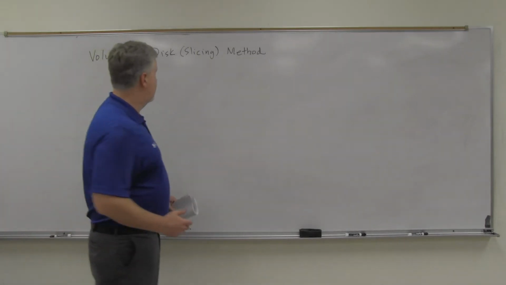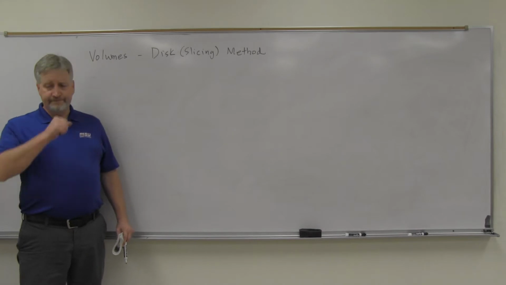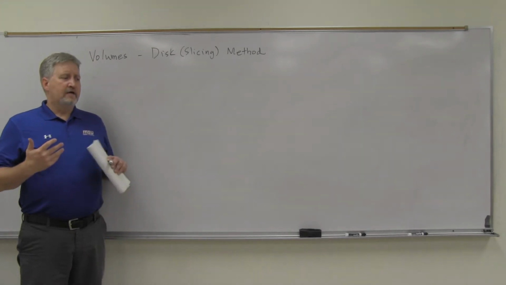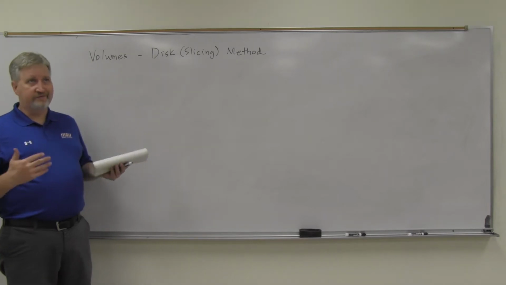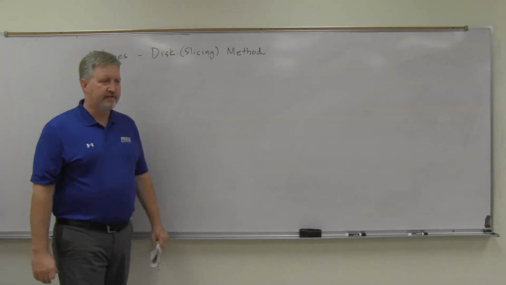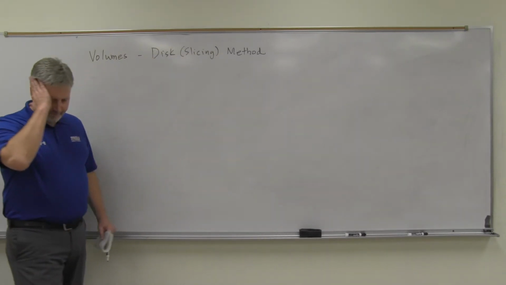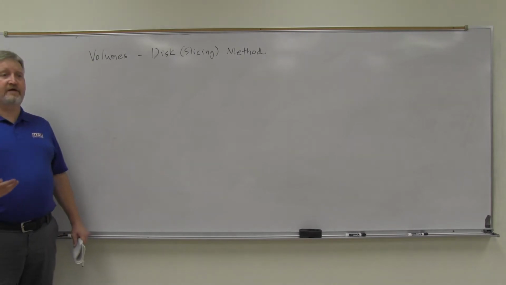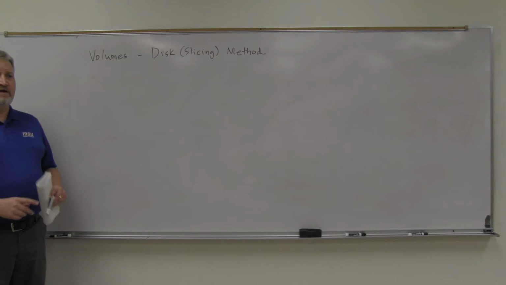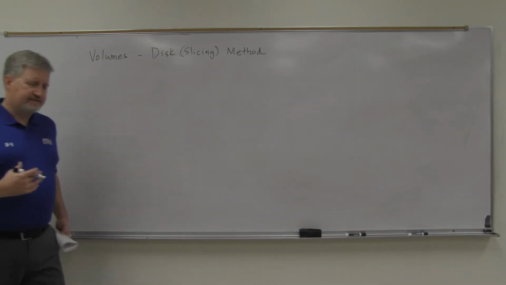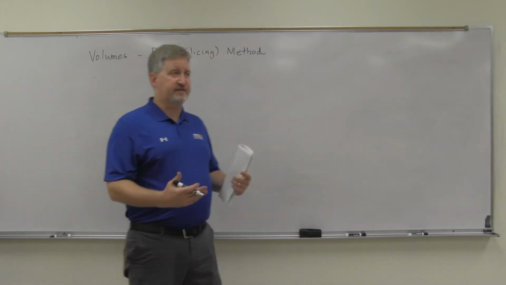If we want to try to find a volume of a solid, we're going to talk about a couple of methods. I guess you might say three methods. Two of them are highly related, but the first method that I want to explore is the disk method, or sometimes you'll hear it called the slicing method. It's based upon the volume of a disk.